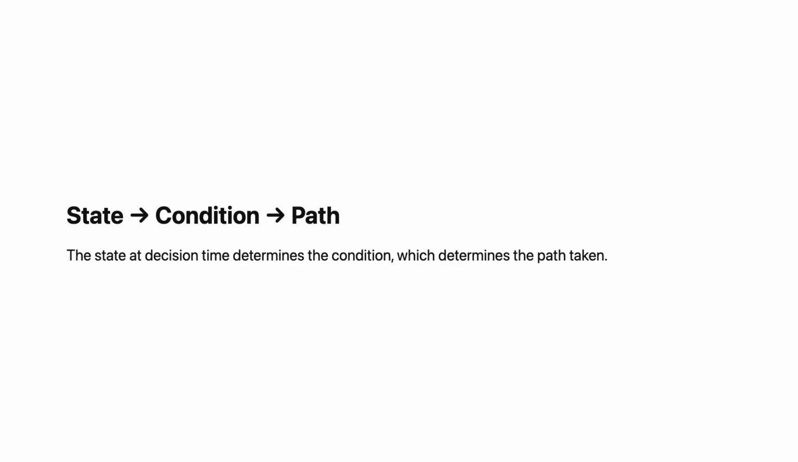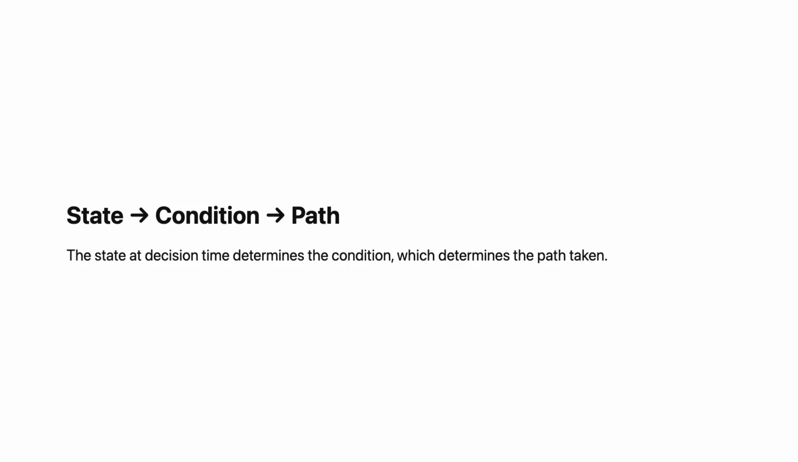3 is not less than 0. Same program, different inputs, different paths, different outcomes. Notice what determines which path executes: the condition. The condition is evaluated at the moment of the decision. It looks at the current state. Based on that state, it produces true or false. The state at the moment of the decision is what matters.